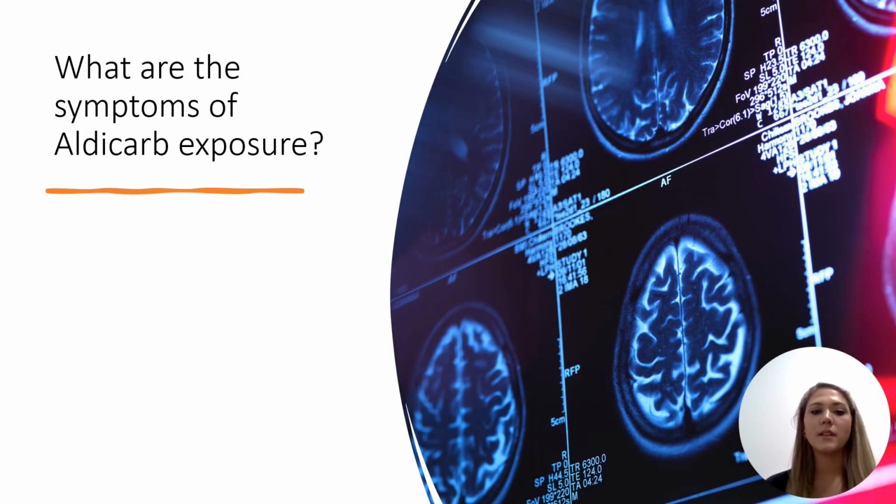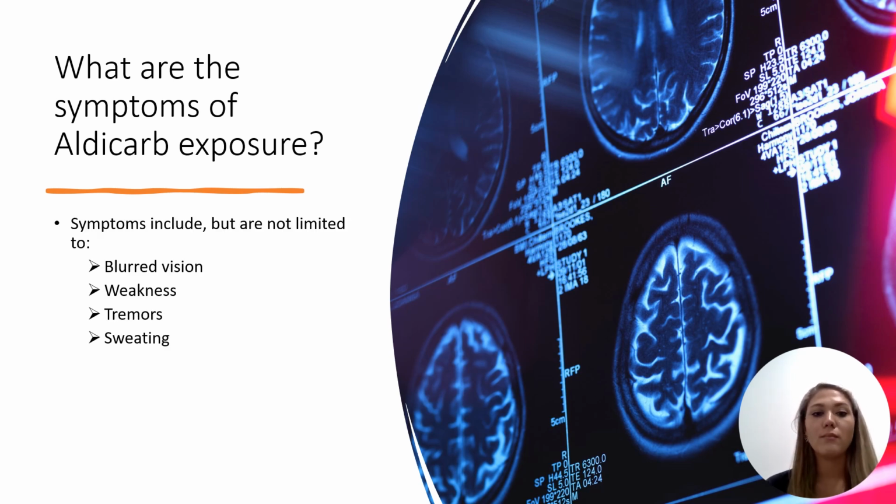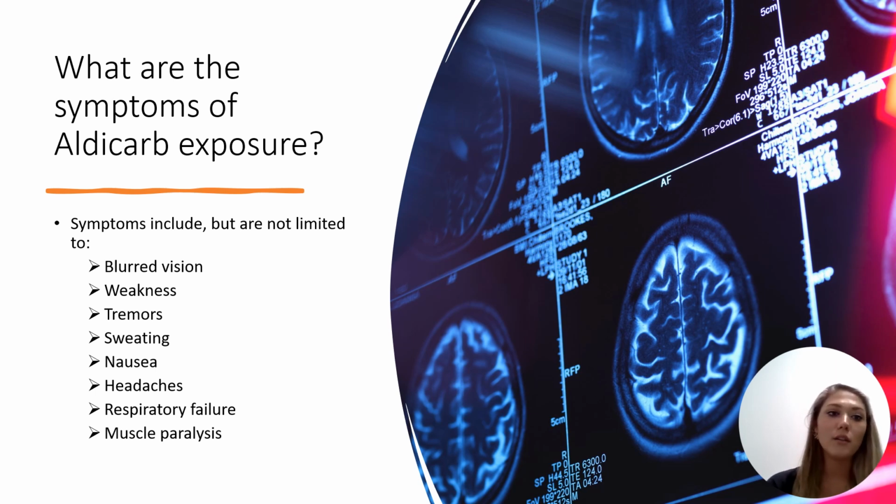What are the symptoms of aldicarb exposure? Or in other words, how can we tell that we have come into contact with Timic? Symptoms include, but are not limited to, weakness within the body, blurred vision, sweating, tremors, nausea, headaches, respiratory failure, and muscle paralysis. And a combination of the respiratory failure mixed in with the muscle paralysis will eventually lead to death.